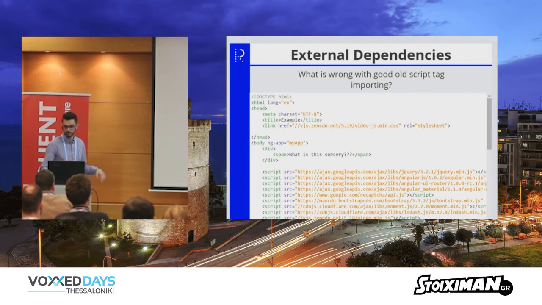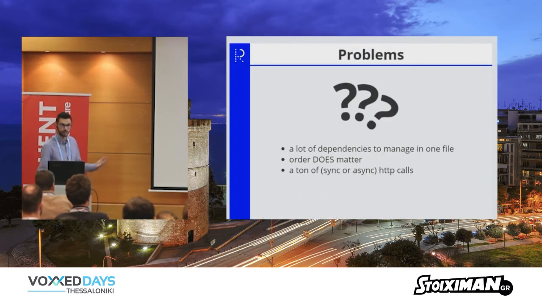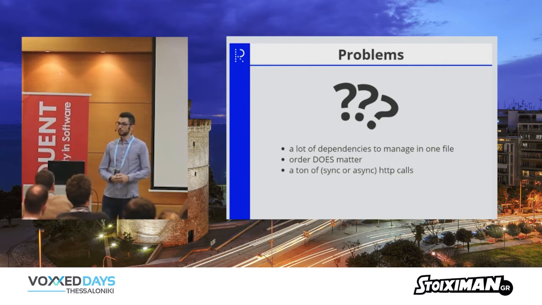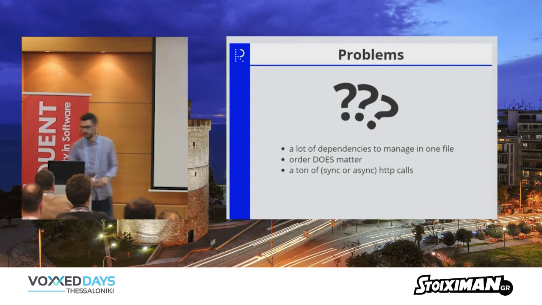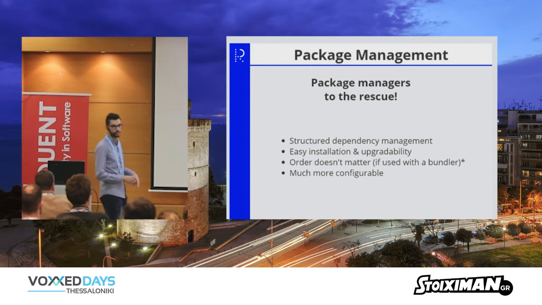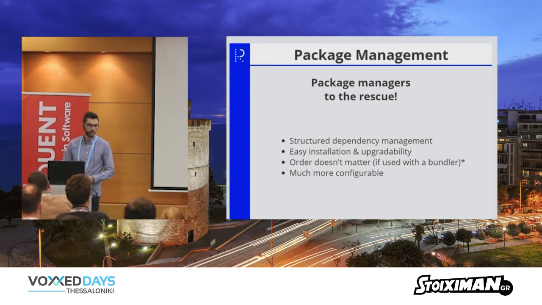So, problems. We've got a lot of dependencies to manage in one file, or in other HTML files as well. Order does matter. And we've got a ton of sync or HTTP calls in our hands, which is not a good thing either. So what can you do? What can we do? We can use a package manager. Well, package managers are tools that help us manage our dependencies. They're also capable of so much more, but that's their primary use.